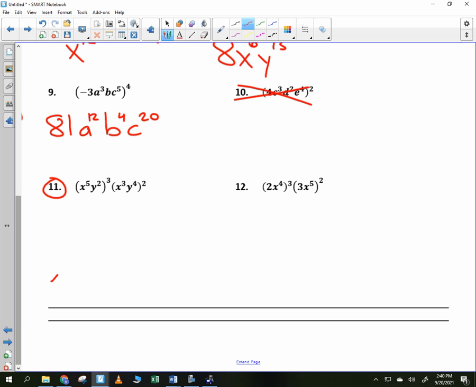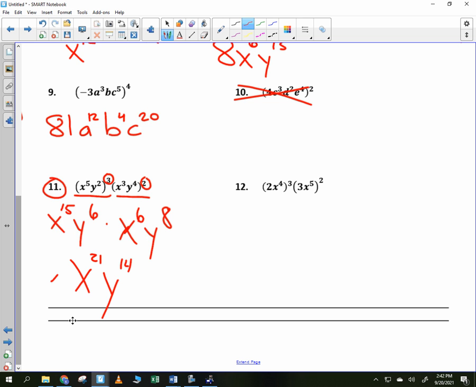You try number 11 on your own. Do each of those terms separate and then multiply them together. All right, let's see what we got here. This should be x to the 15th, y to the 6th, times x to the 6th, y to the 8th. So I've gotten rid of those exponents there. Now it's time to multiply them together. 15 plus 6 is 21, so I have x to the 21st. And 6 plus 8 is 14, y to the 14th. Is that what you got?